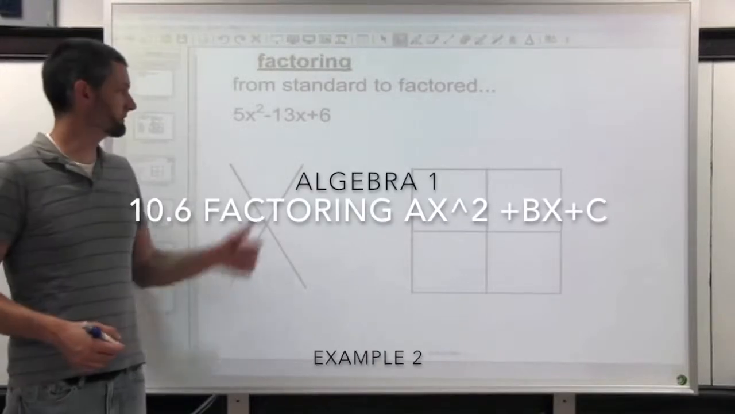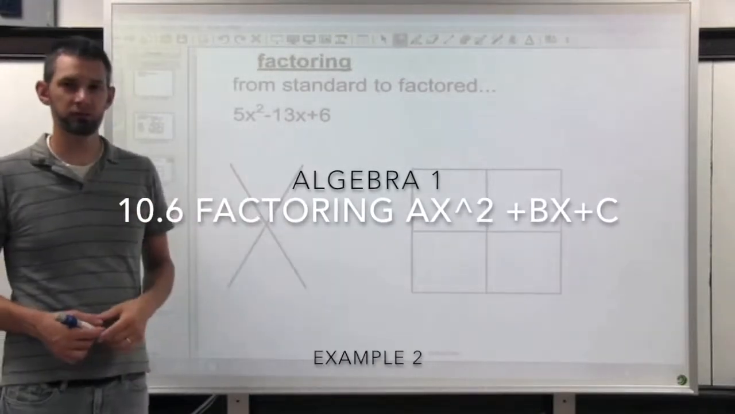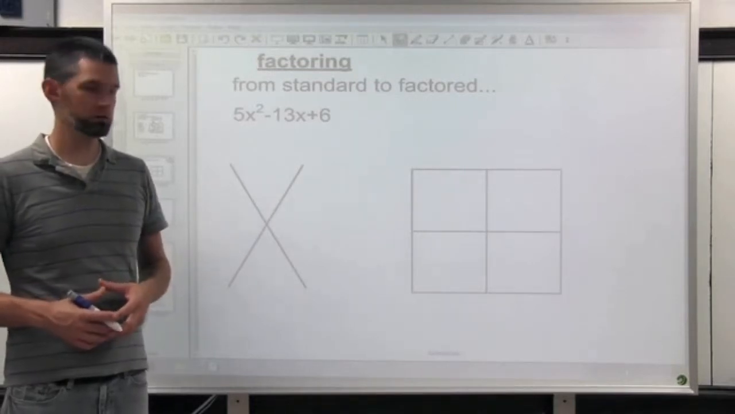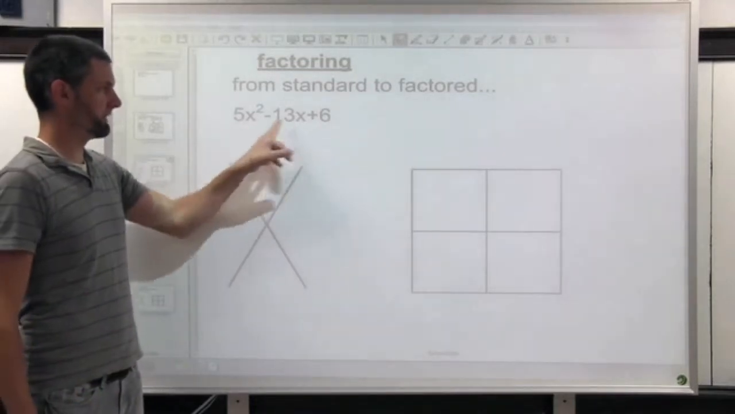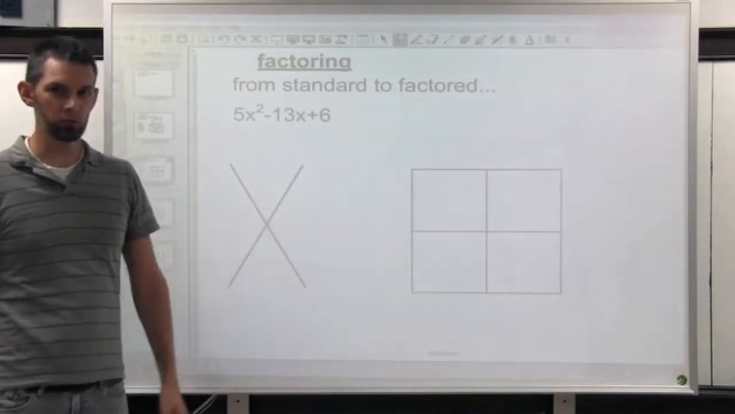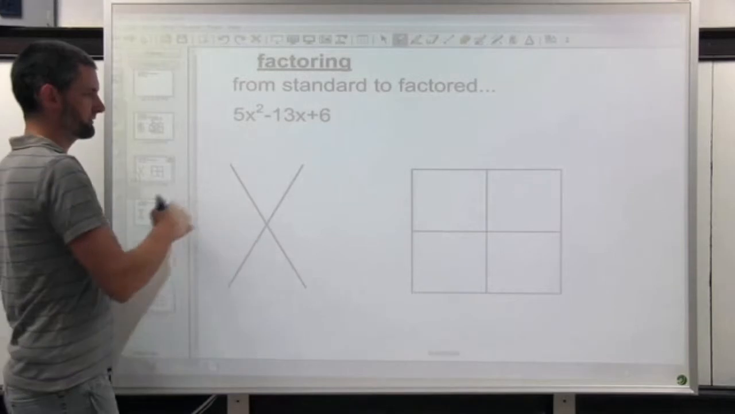All right, let's try to factor 5x squared minus 13x plus 6. Do they have a greatest common factor we can take out first? Any number going into 5, 13, and 6? No. Do they all have an x? No. So we can't do anything to factor it that way.